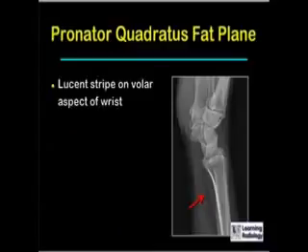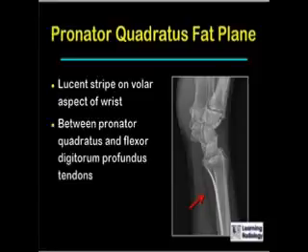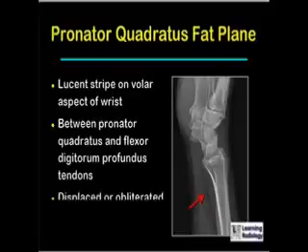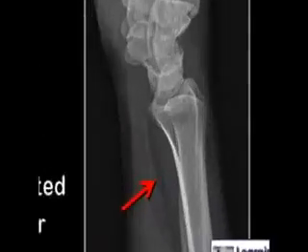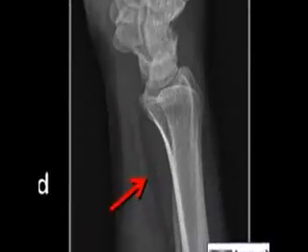The Pronator Quadratus fat plane is a lucent stripe on the volar aspect of the wrist. It's formed by a lucency between the Pronator Quadratus and the flexor digitorum profundus tendons. It can be displaced or completely obliterated in fractures of the distal radius or the ulna. It's called McEwen's sign.